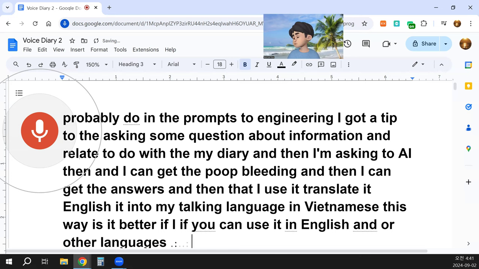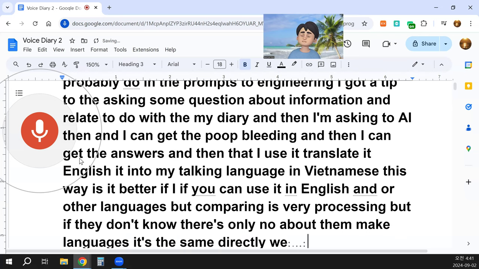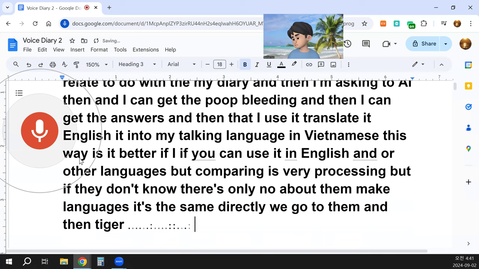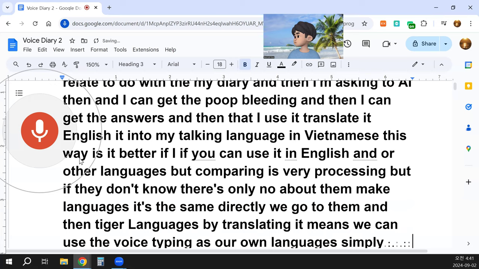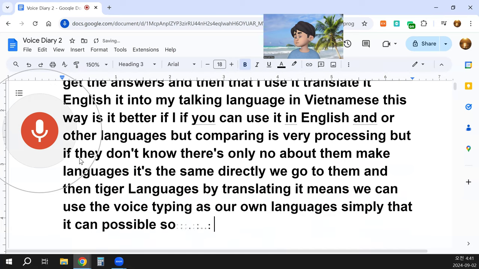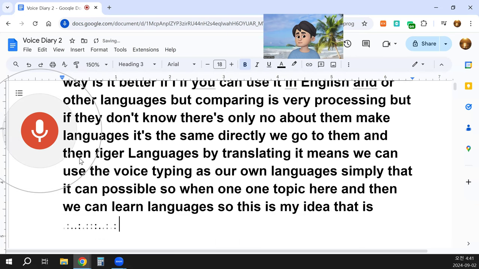But comparing is very processing, if they only know their native language, it's the same. Directly we go to the target language by translating. It means we can use the voice typing in our own language. It's simple, and it is possible. So one topic here is that we can learn foreign languages with AI. This is my idea, that it is naturally, simply possible.